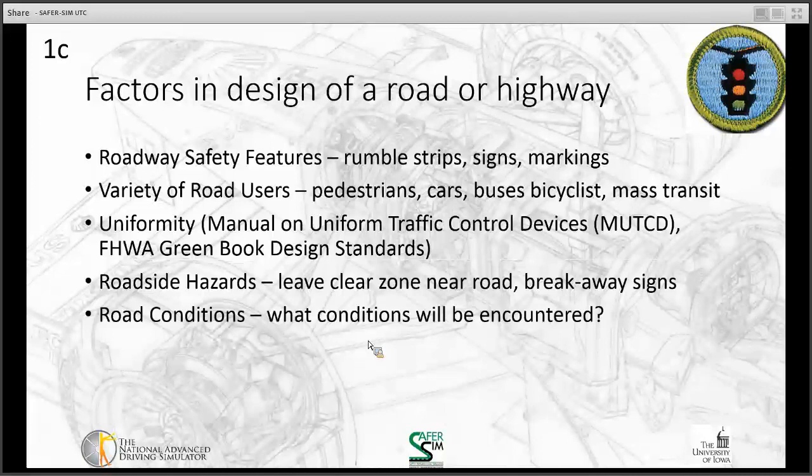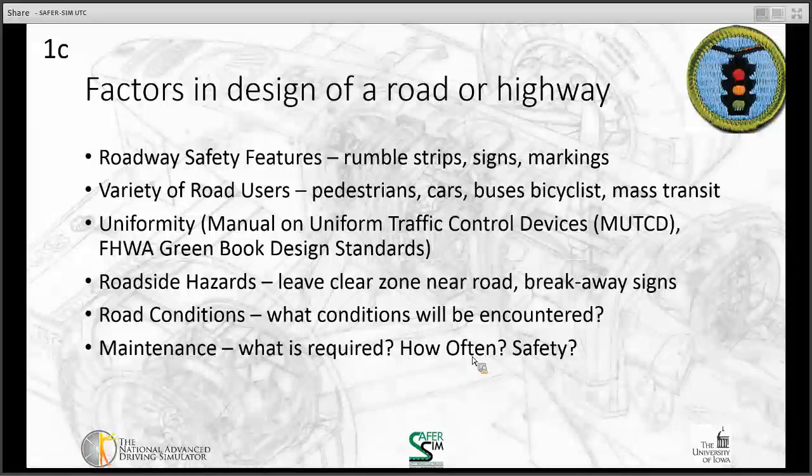Road conditions. Depending upon where you live, the road conditions can vary greatly. If you live in an area where there's a lot of rain and snow, you're going to design your roads one way. If you're in the middle of the desert, you don't necessarily care as much about how the road is going to respond if there's snow on it. So we have to look at what conditions they are, and that helps determine how the roads are going to be laid out as well.